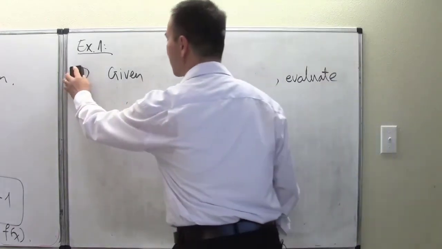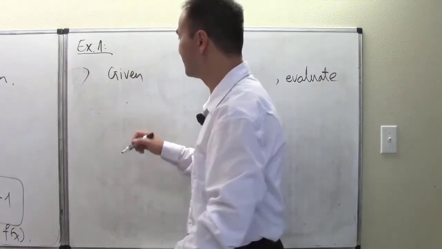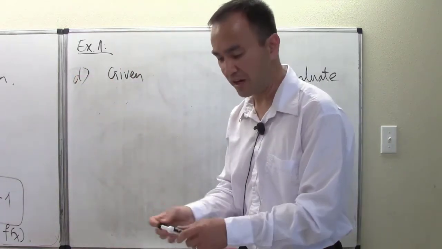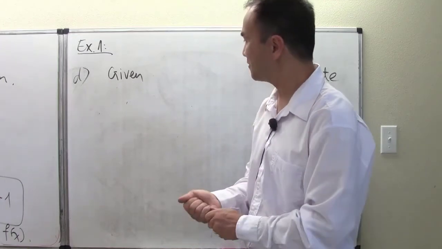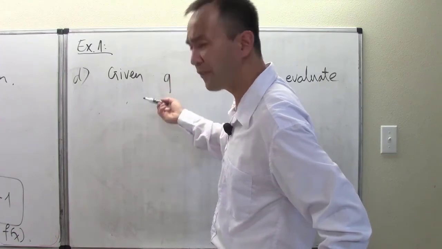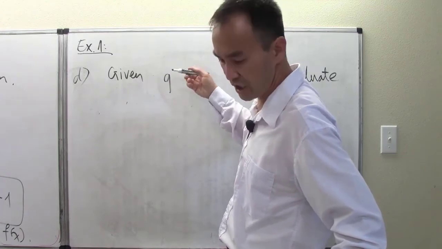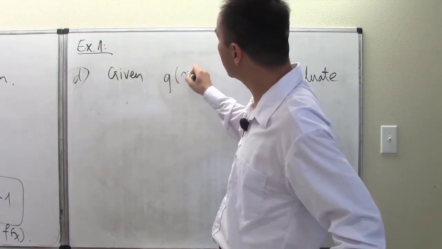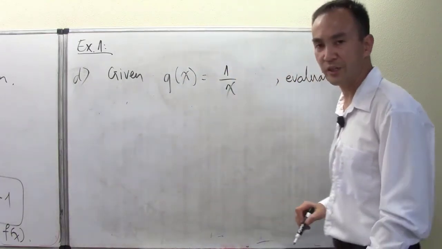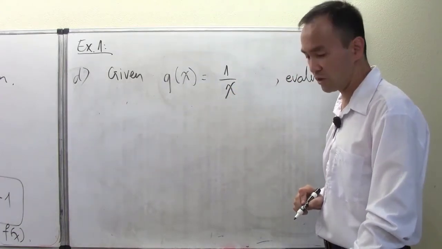All right, I want you to be exposed to as many problems as possible. So here we are given, how about a different function with a different name, q. This is my letter q right here, lowercase letter q. So q of x is to be 1 over x. Q of x equals 1 over x.